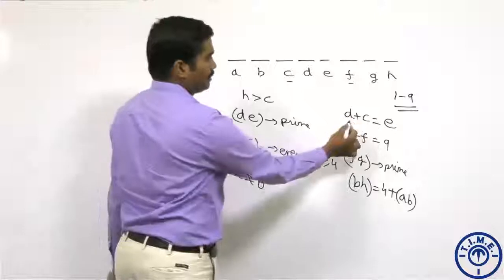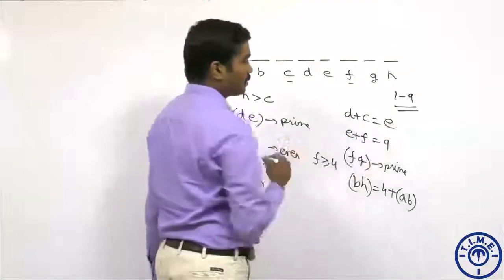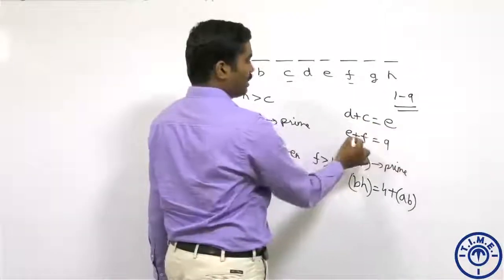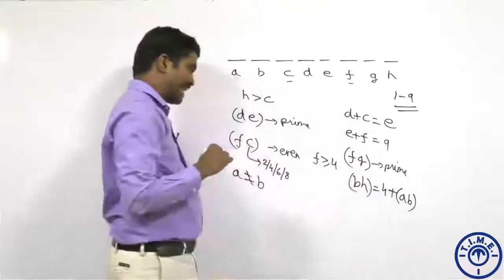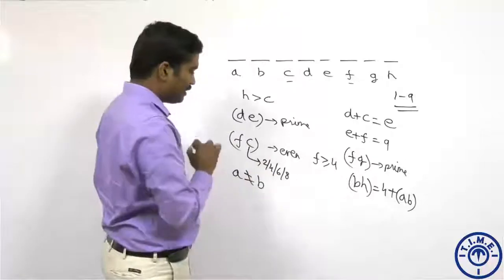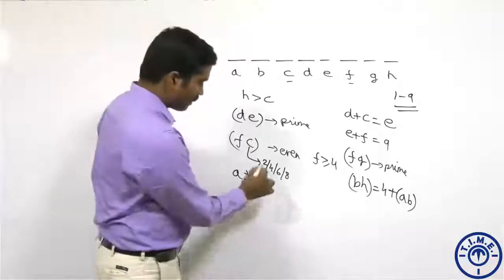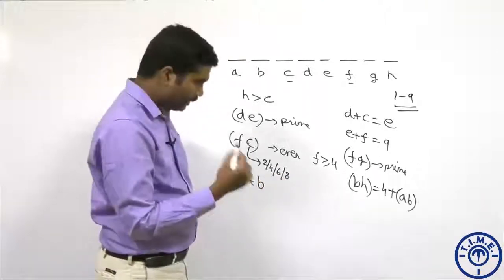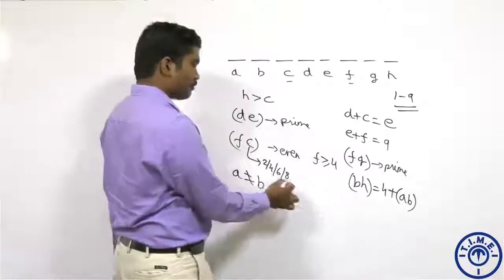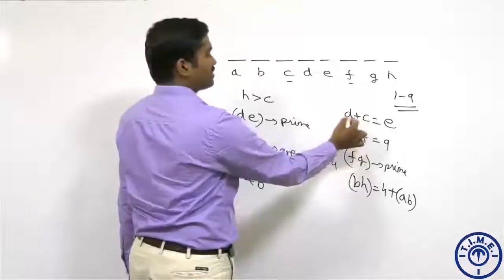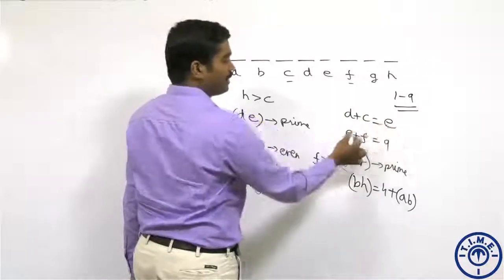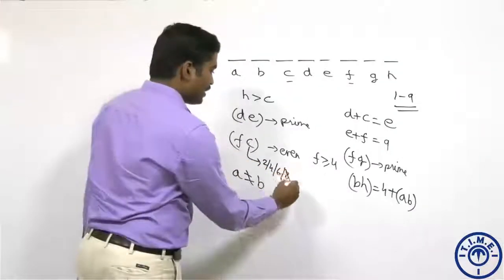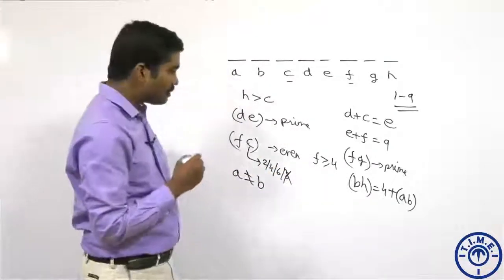We can see here that D plus C is equal to E, and E plus F is equal to 9. Now, what are the values that C can take here? C can take the values 2, 4, 6 and 8. Let's say C is equal to 8. 8 plus something would be at least 9, and 9 plus something cannot be 9, so C definitely can't be 8.